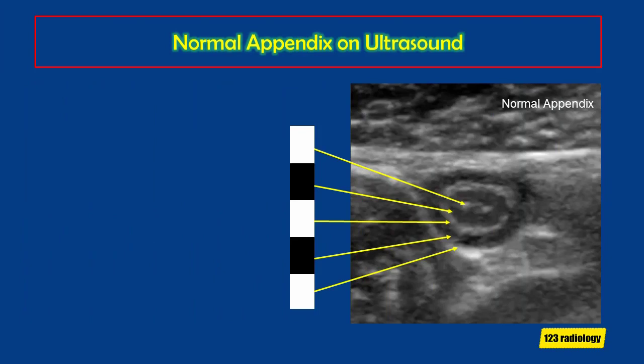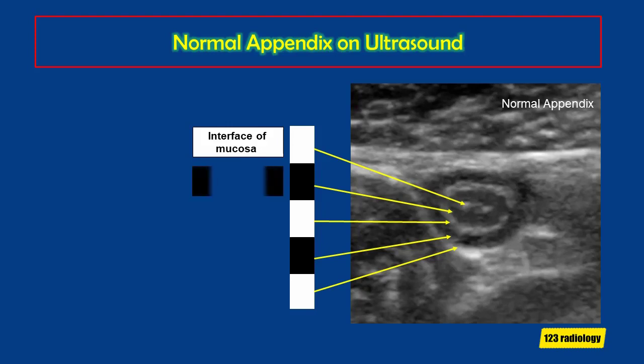Let's have a look at how the appendix looks on ultrasound. This is the gut signature. You will find it in any part of the digestive tract and also the appendix. These are alternating layers of white and black. From the center, the white layer is the interface between the mucosal layers.